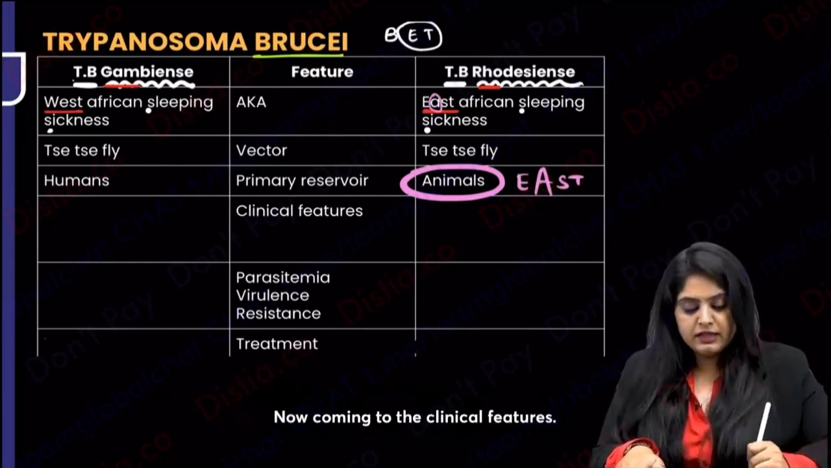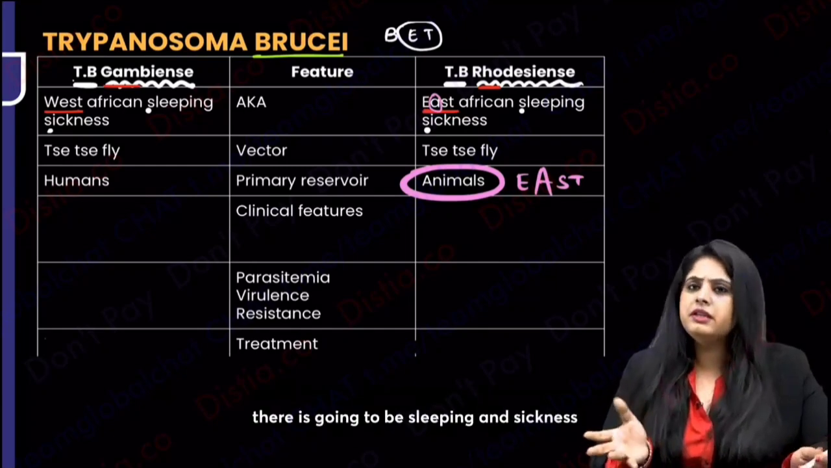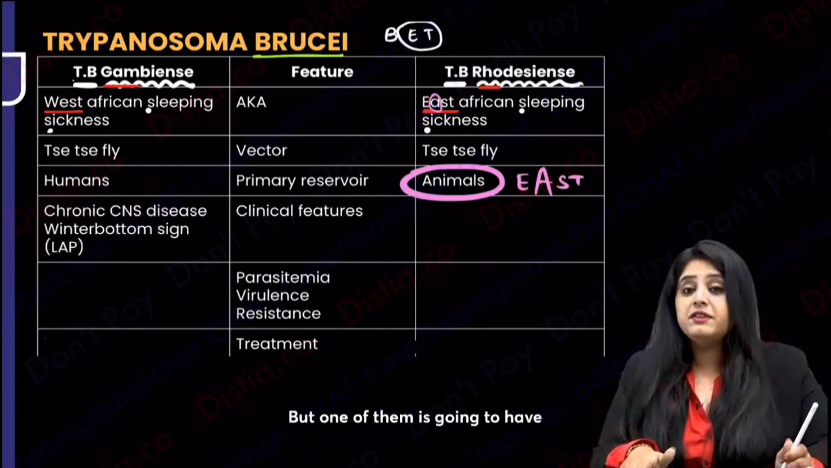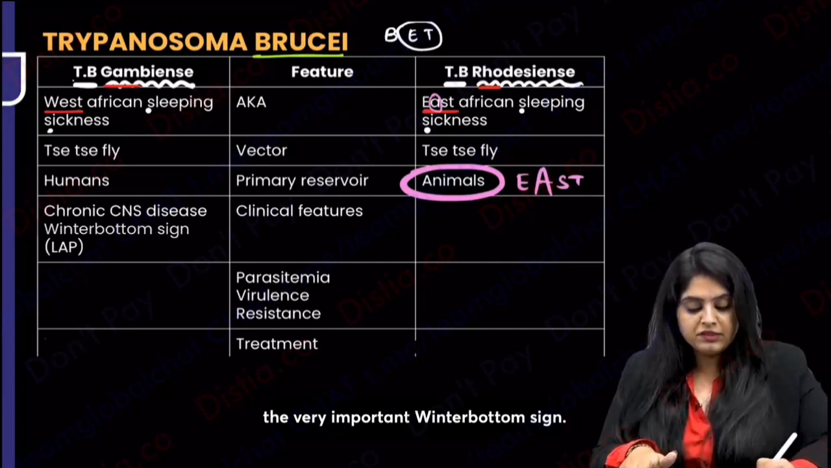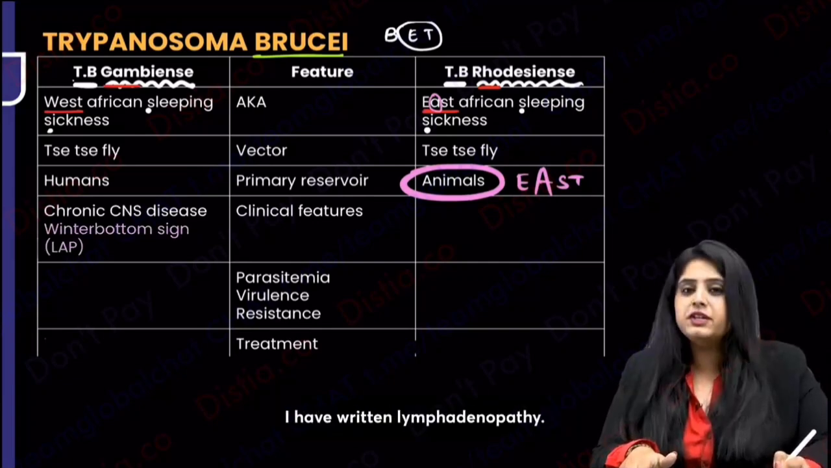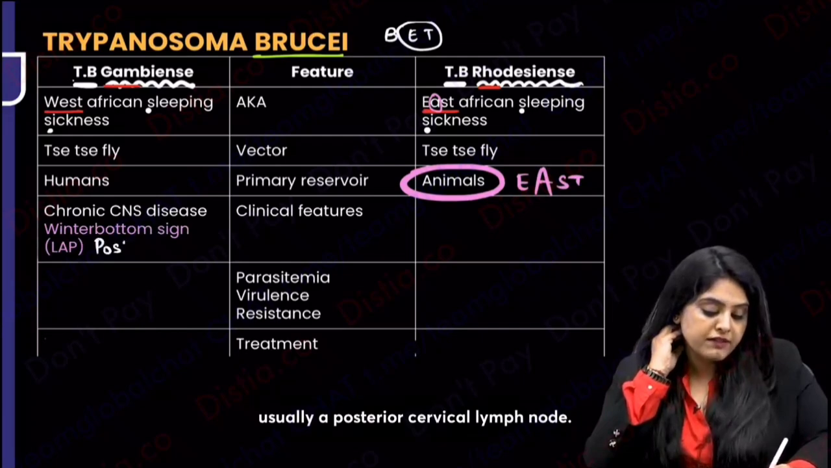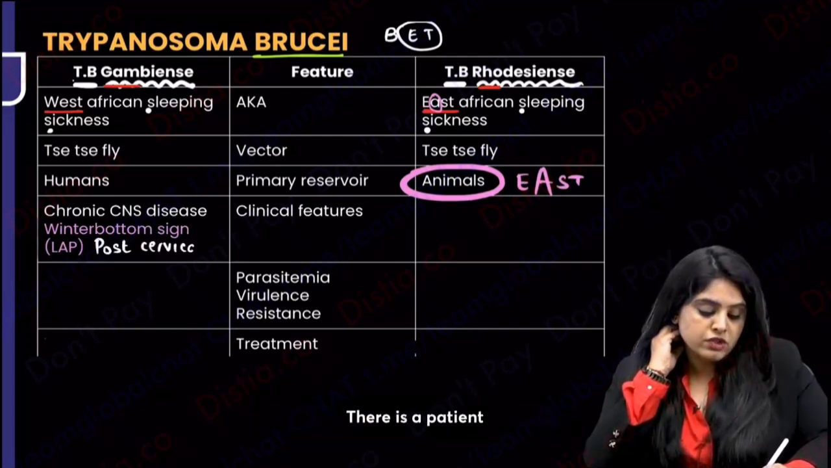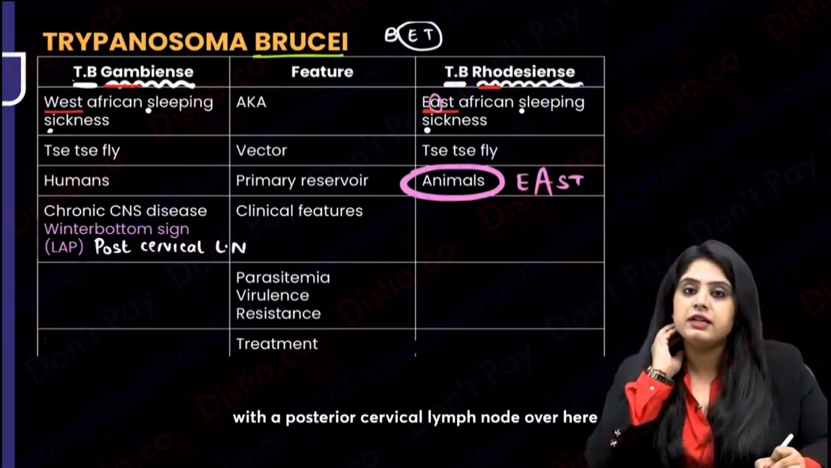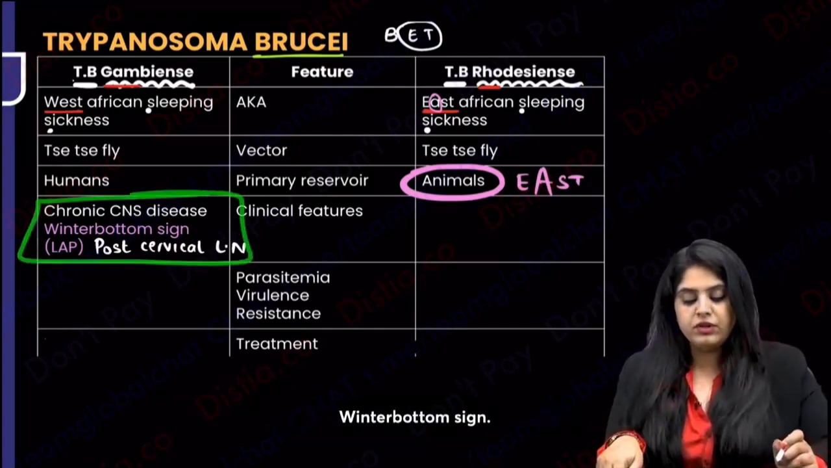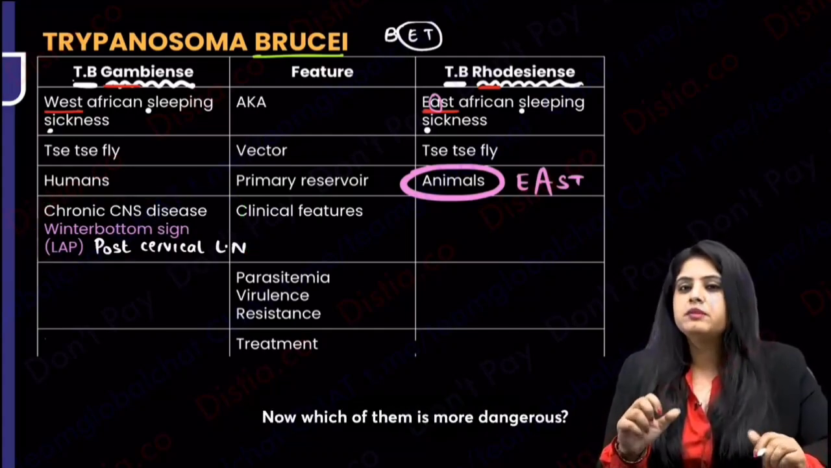Now coming to the clinical features, as I've told you, there is going to be sleeping and sickness. To woh to I've understood, but one of them is going to have the very important Winterbottom sign. What is Winterbottom sign? I've written lymphadenopathy. So there will be a patient with usually a posterior cervical lymph node. There is a patient with a posterior cervical lymph node over here, and that is referred to as the very famous Winterbottom sign.